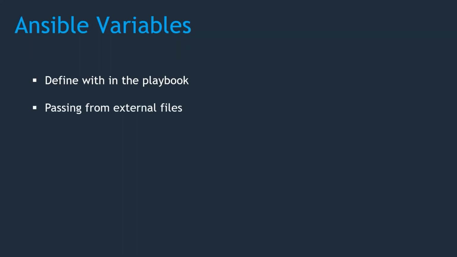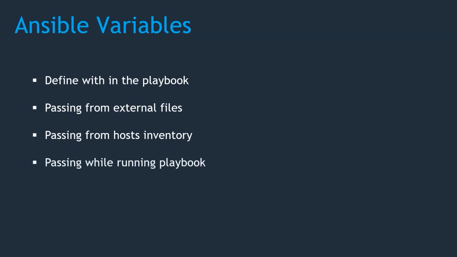Next, passing from external files. Yes, this is one more efficiently used way. We keep all variables in one external file and we pass the variables to our Ansible playbook, because we are writing Ansible playbooks over here. Next, passing from the host inventory. We are creating an inventory file, right? In the inventory file also we can define variables, but that is again not a recommended way.